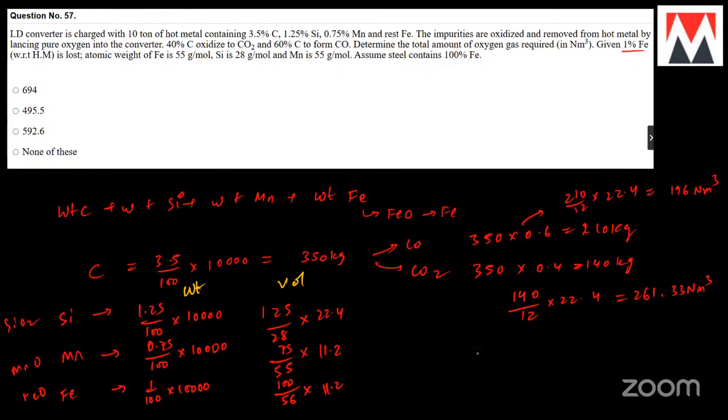So overall, what is the volume you have? The overall volume is 261.5 plus 196 plus this. If you calculate, I get the overall total volume as 592.6 normal meter cube. So it is 592.6.